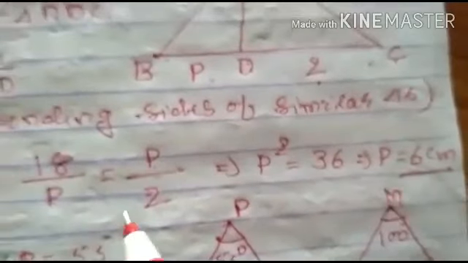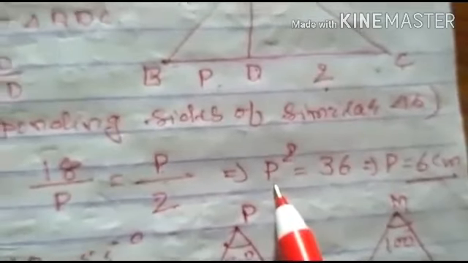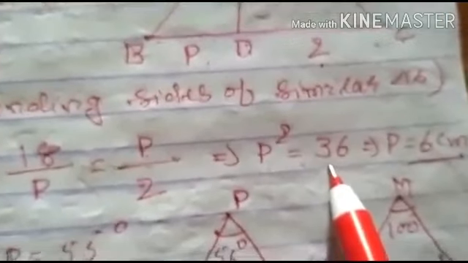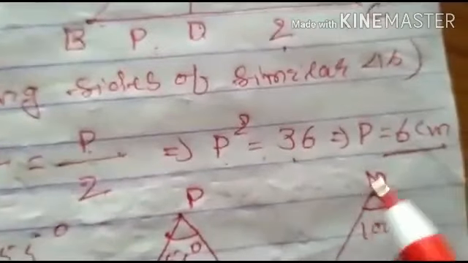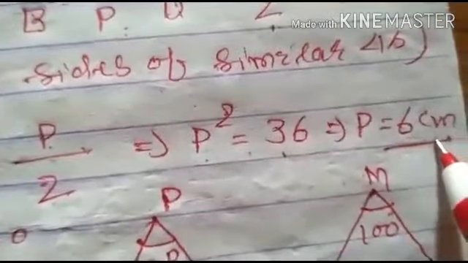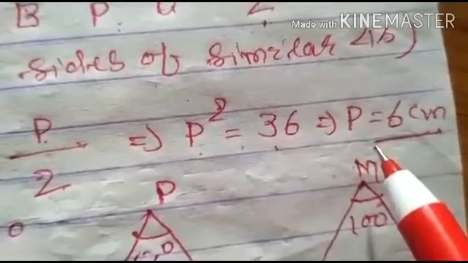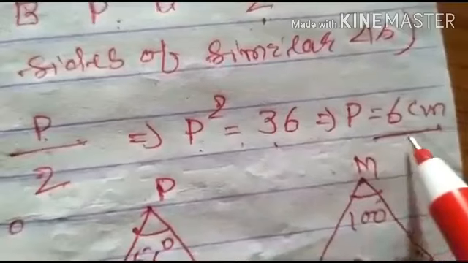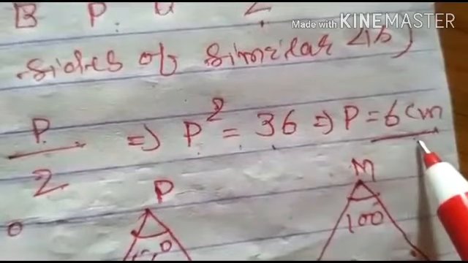Now doing cross multiplication here. P and P get multiplied together, so it will become P square. P square equals 18 into 2, that is 36. So when we solve it to get the value of P, we will get P equals plus minus 6. Here minus is not applicable because the side of a triangle is not negative. So we have to take the value of P, that is equal to 6 centimeter.